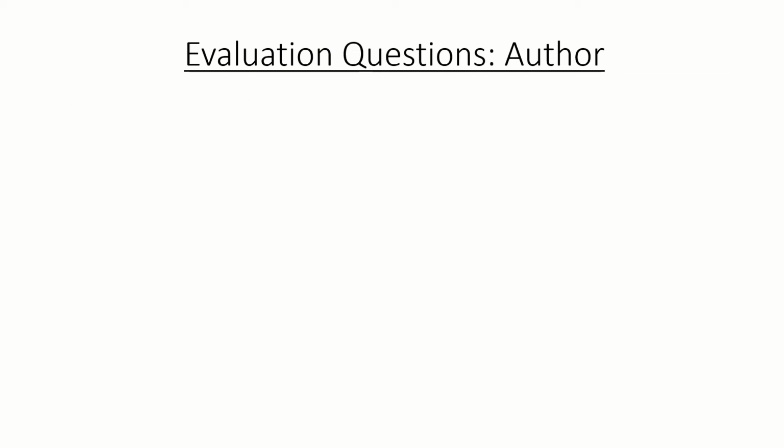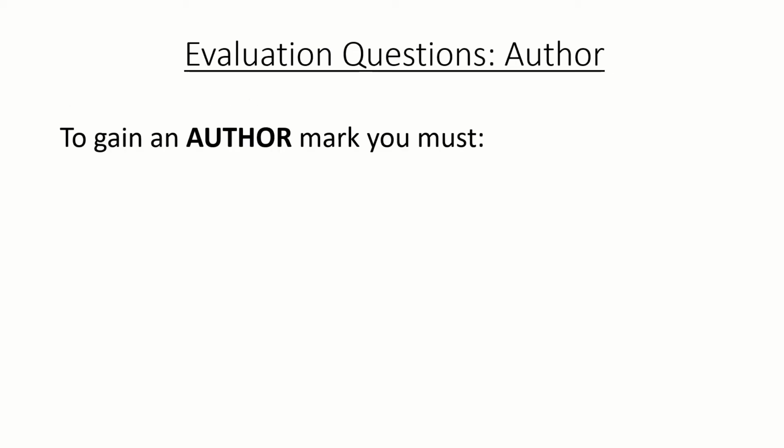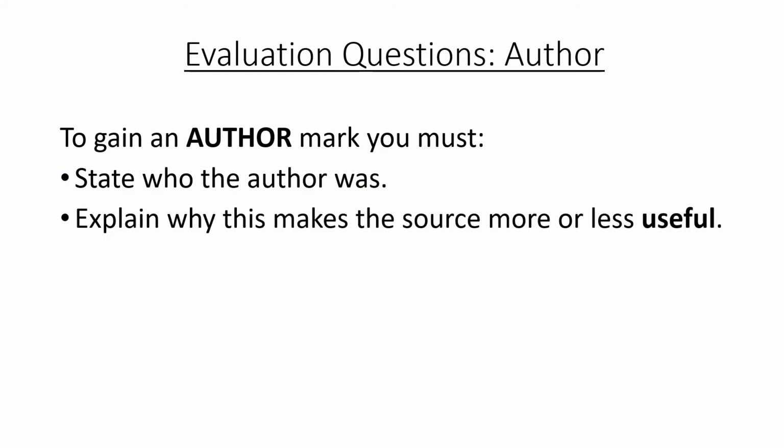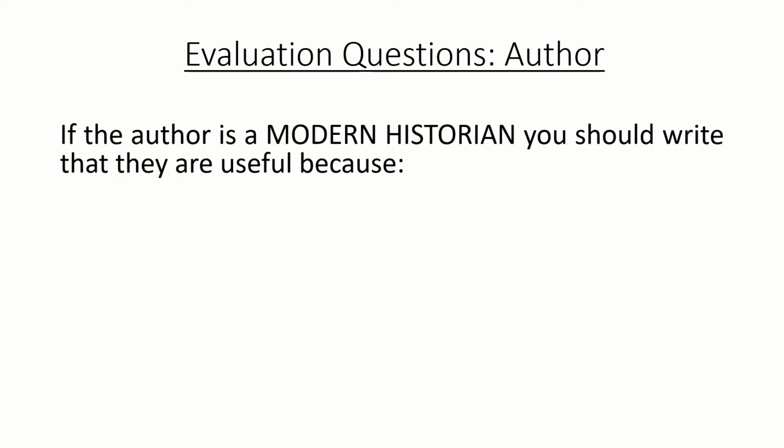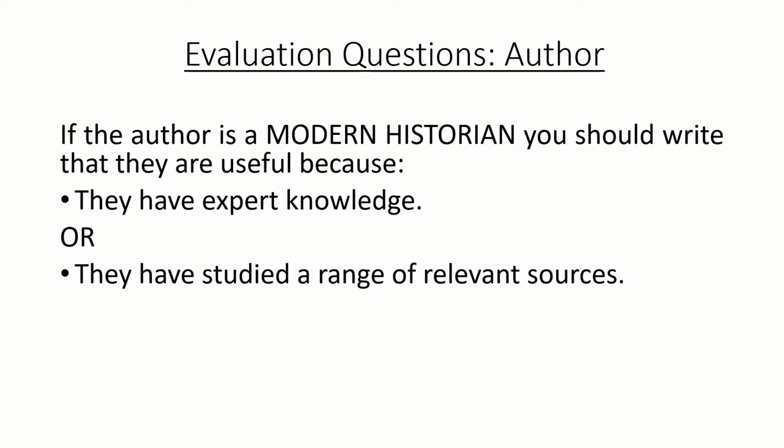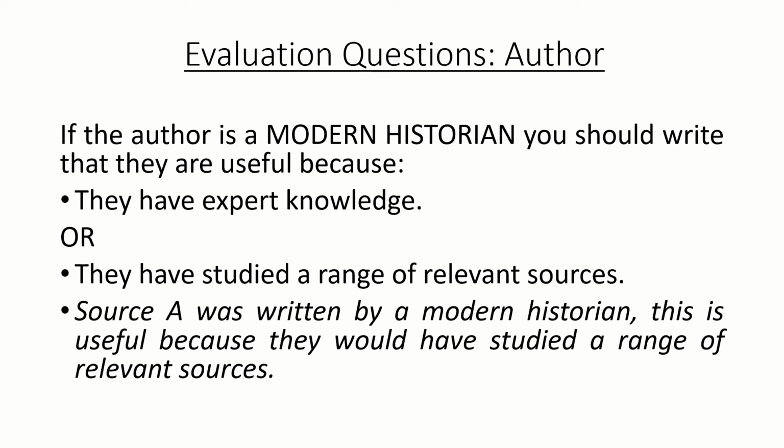So for author, to gain the author mark, you must just state who the author was and explain why this makes the source more or less useful. So if it's a modern historian, you state that they are useful because they have expert knowledge or they've studied a range of relevant sources. So source A was written by a modern historian. This is useful because they would have studied a range of relevant sources.